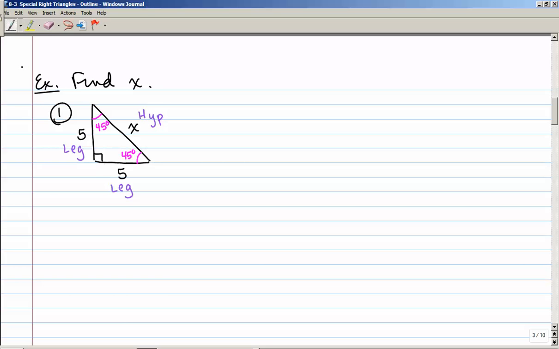So what I need to find is the length of the hypotenuse. So I'm going to use my little formula that we developed on the previous page. The hypotenuse is equal to the leg times the square root of 2, and I'm going to plug in what I know and what I don't know. The hypotenuse is x, the length of the leg is 5 times the square root of 2. So x is equal to 5 times the square root of 2.